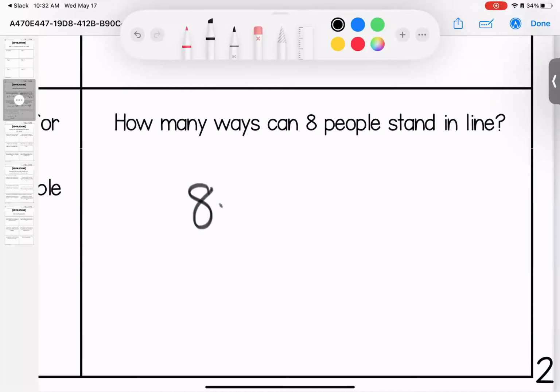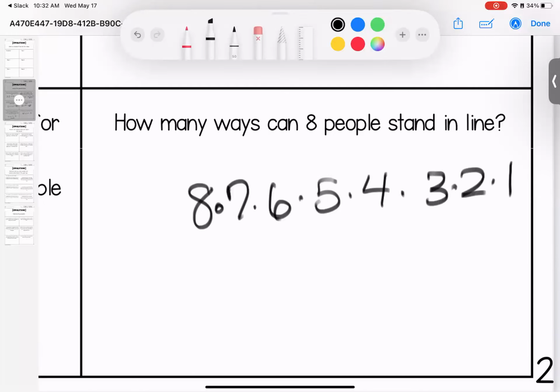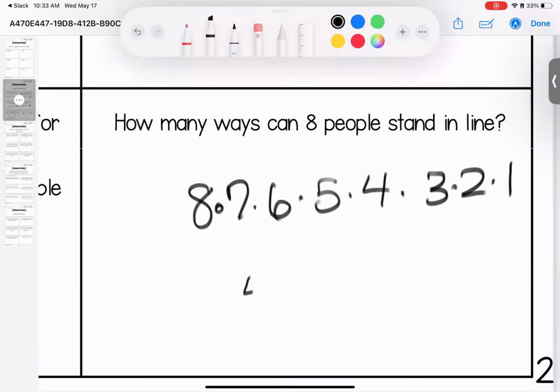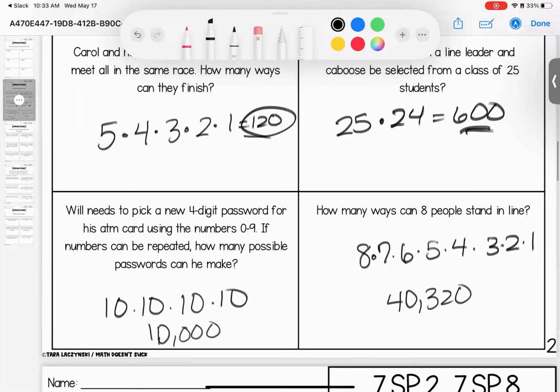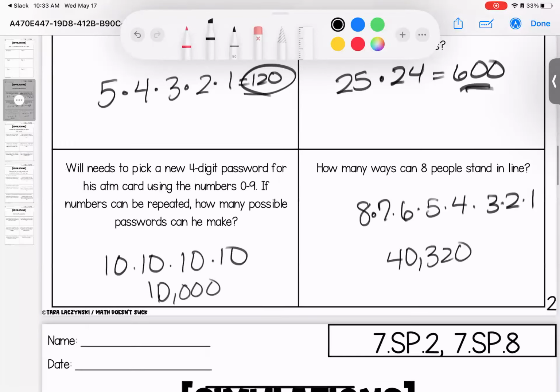How many ways can 8 people stand in a line? Well, first one is 8 options, and then 7, 6, 5, 4, 3, 2, 1. Multiply that all the way out. There are 40,320 different ways that 8 people can stand in a line. Questions on these, as always, bring them to class.